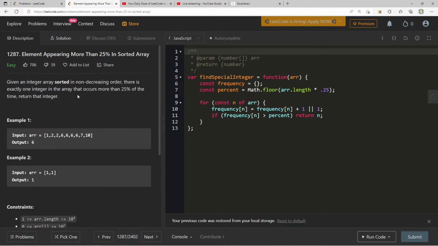What is important about 25% of the time? It's like a quarter of the array. So there's going to be some amount of numbers that are greater than the quarter of the length of this array. And they're sorted in non-decreasing order. Anything special that we can do with that? Even if I use a modified binary search, would that help me? Because what am I looking for? I'm looking for that one integer.